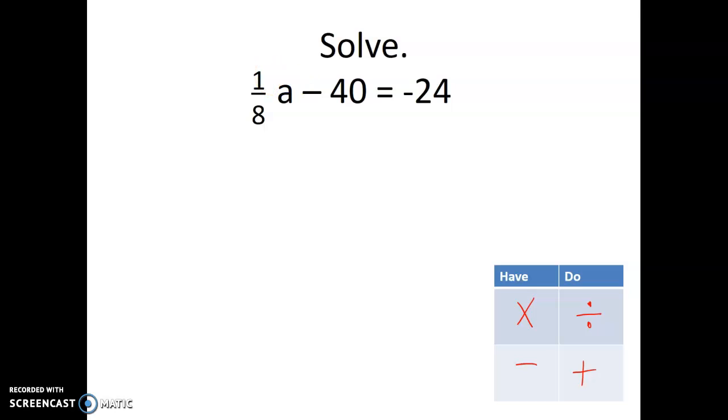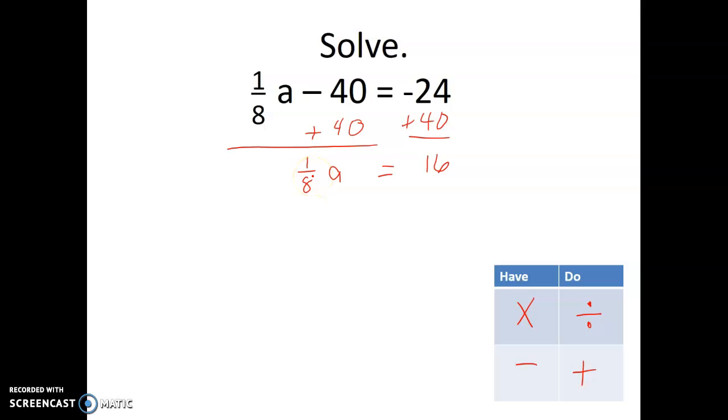I'm going to undo subtraction first because I work the order of operations backwards. So I'm going to add 40 to both sides because an equation is like a balance. Both sides need to be equal in order for it to be correct. All right. So negative 24 plus 40 is going to be a positive 16. And I'm left with 1/8 a here. So I don't really need that plus sign anymore.